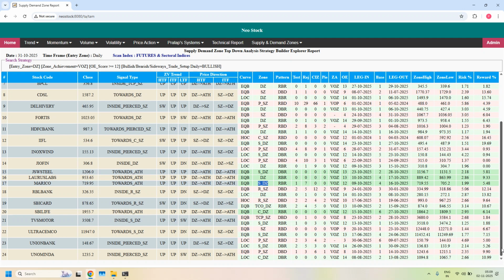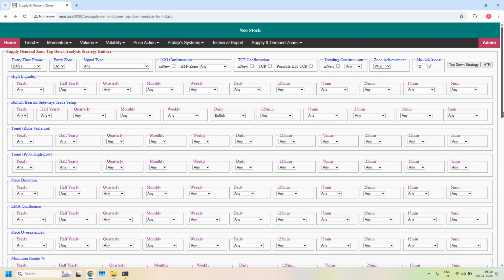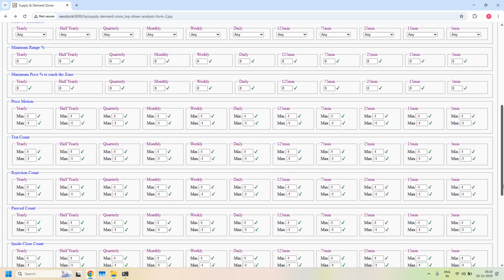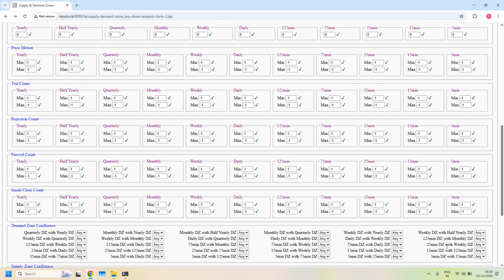First strategy is LTF and ITF demand zone confluence, and then ITF EMA confluence. That is the first strategy. So let's apply that strategy and identify zones, step by step. First step, LTF and ITF demand zone confluence, that is daily and weekly demand zone confluence.